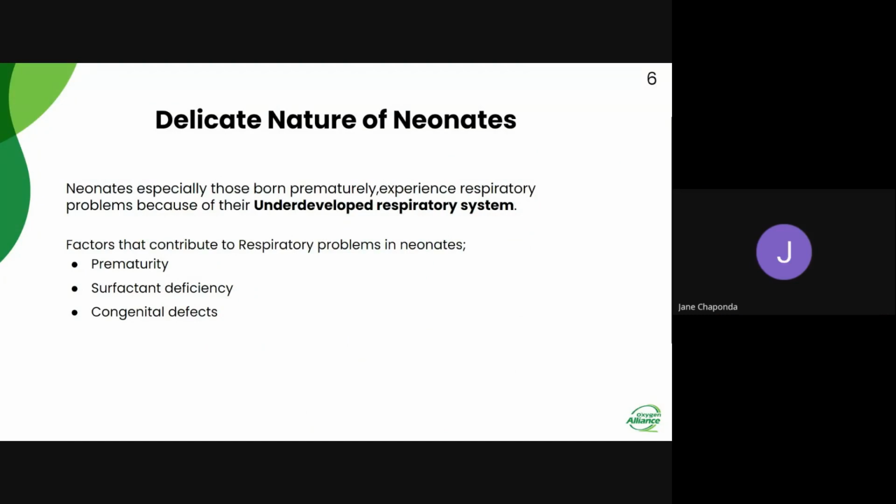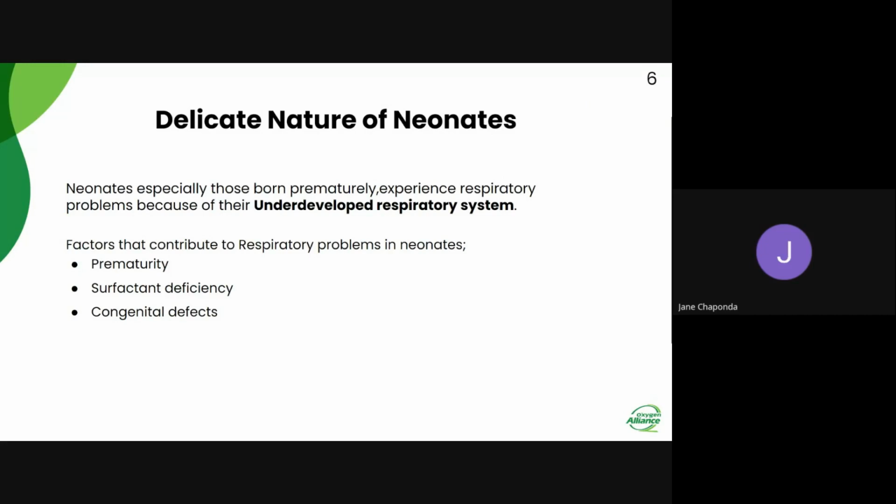Neonates, especially those that are born prematurely or those that have a low birth weight, have an undeveloped respiratory system, which means they may experience different respiratory problems, like having difficulties breathing on their own. Some of the factors that contribute to these respiratory problems in neonates are, firstly, prematurity.